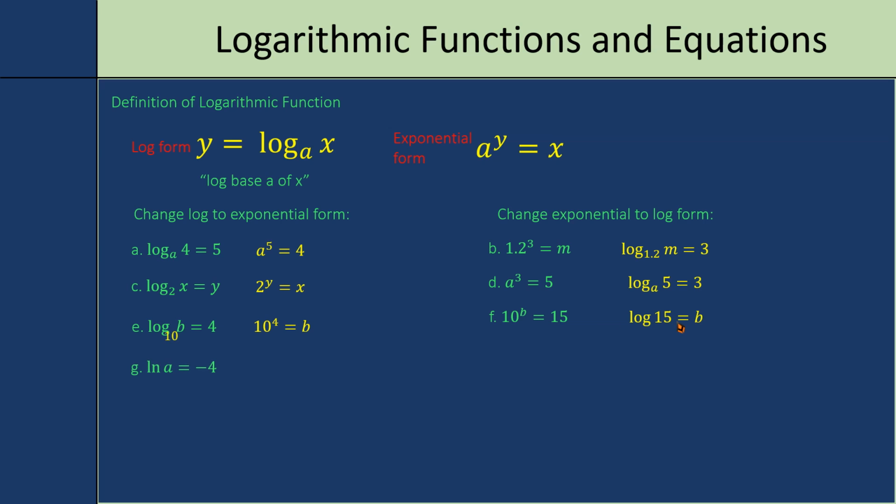Another one is ln of a is equal to -4. Ln just means log base e. And e is a number that we'll discover at some point, but not right now. Let's just assume that e is 2 point whatever, 718. So ln of a is log base e of a. So when you change that, you have e to the -4 is equal to a. Here you have e to the x is equal to 5. Change that to log. Don't use log, use ln because it's base e. So ln of 5 is equal to x.